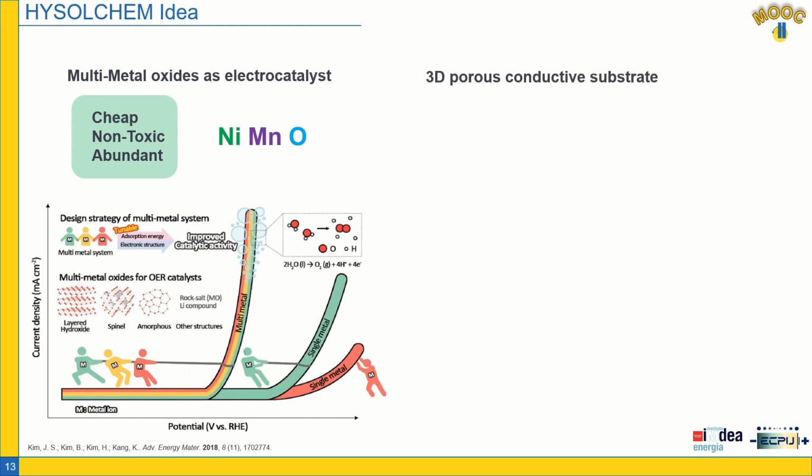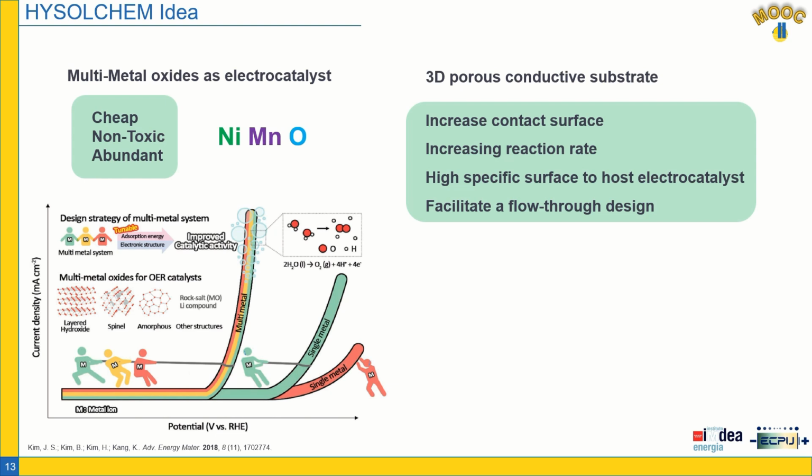On the other hand, all the electrodes must have a substrate. In this case, we are going to use a 3D porous conductive substrate because it can increase the contact surface and the reaction rate, with a high specific surface to host the electrocatalyst, and it facilitates a flow-through design.